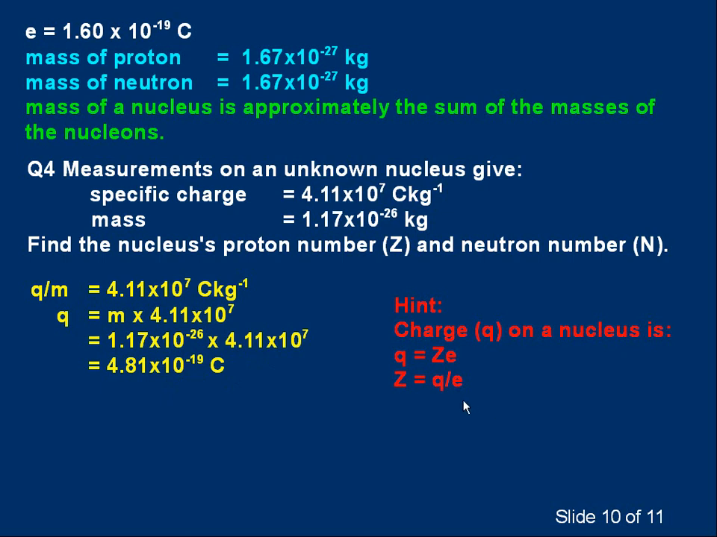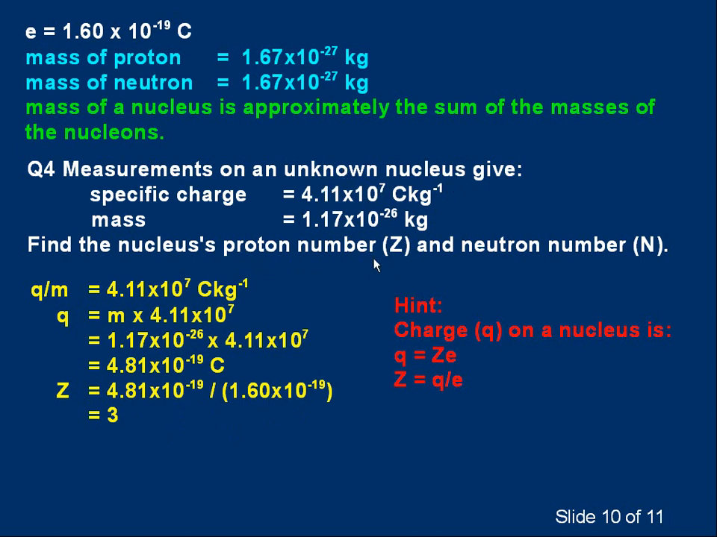Now refer to this hint here. Easy to show that the number of protons, the atomic number Z, is the charge on the nucleus divided by the elementary charge. So if I divide this by the elementary charge, I'm going to know the number of protons. Z is that number over the elementary charge. Ignoring minor rounding errors, it's 3. So I know there are 3 protons in the nucleus. That's the first part of the question answered.